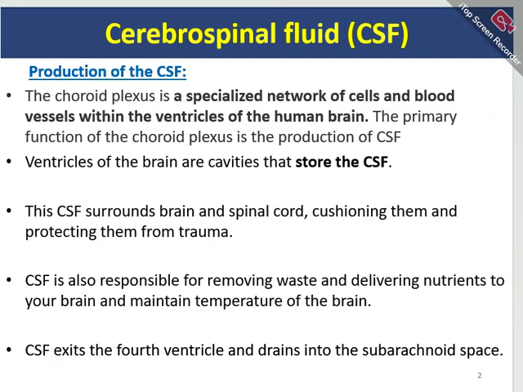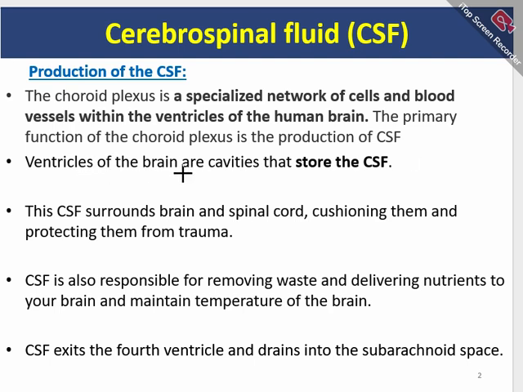So, if we talk about the production of CSF, it is produced by the choroid plexus. It's a specialized network of cells and blood vessels within the ventricles of the human brain. I will show you the picture of human brain ventricles. Ventricles are spaces in the human brain tissue where this CSF circulates. The primary function of the choroid plexus is the production of CSF.